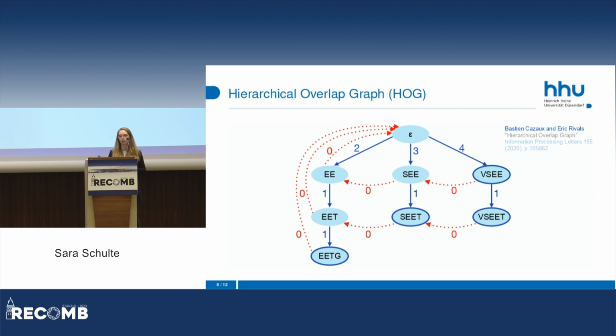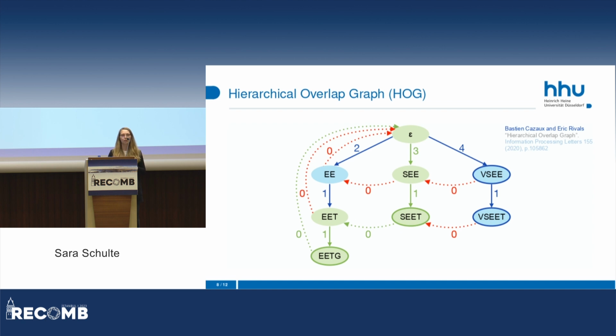But luckily, we found out about a data structure called hierarchical overlap graph, which was first proposed by Eric Rivals and Bastien Cazaux. And you can build it in linear time and space. And it is basically a compressed version of the Aho-Corasick tree. So it's a tree-like structure, and it contains all of our input strings, as well as all maximal overlaps between the input strings, and of course a root node that represents the empty string.